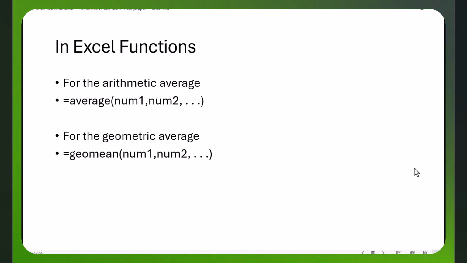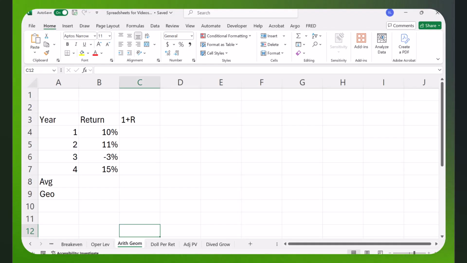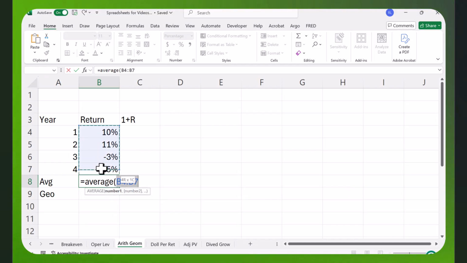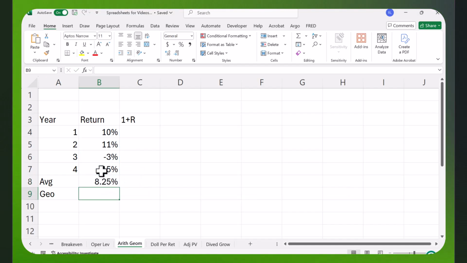If you have Excel, you can do the calculation there. In fact, there are a couple of functions that will help you out. There's the average function for the arithmetic average, and there's a geomean function for the geometric average, but you have to do a little bit of adjusting here. For the arithmetic average, we just go equals average, highlight these cells, and close the parenthesis, and we get that 8.25%.